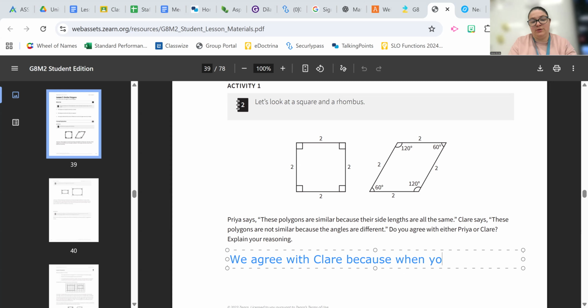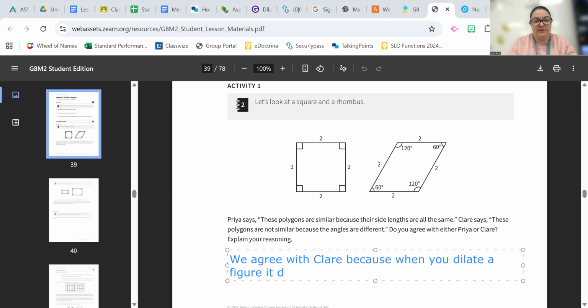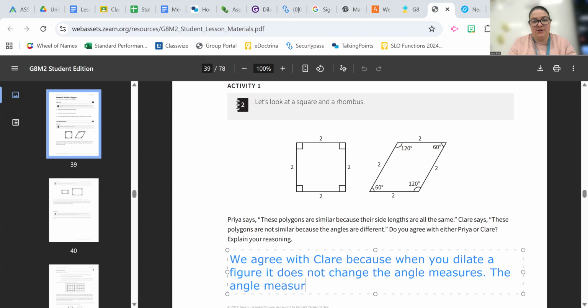because when you dilate a figure, it does not change the angle measures. We can add on there the angle measures must be the same for them to be similar.